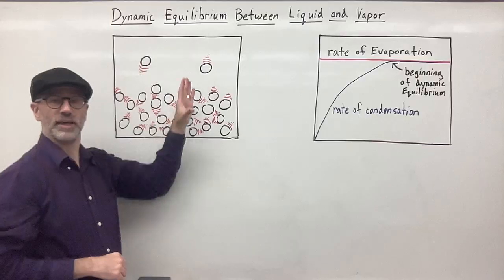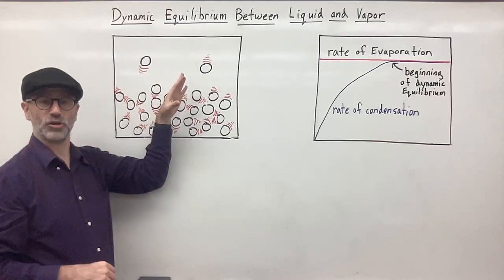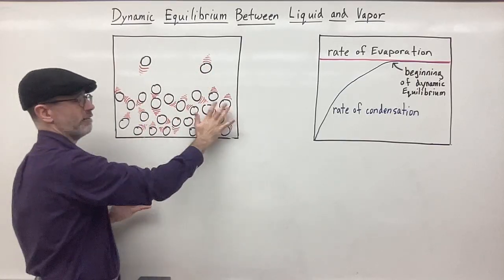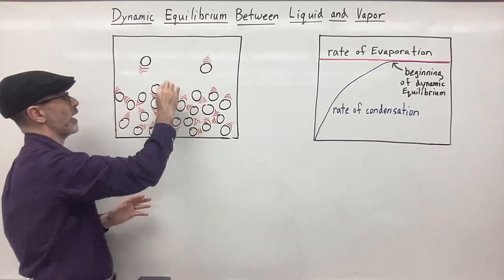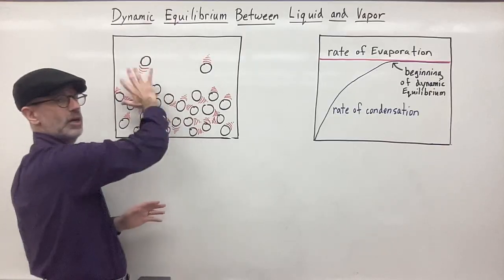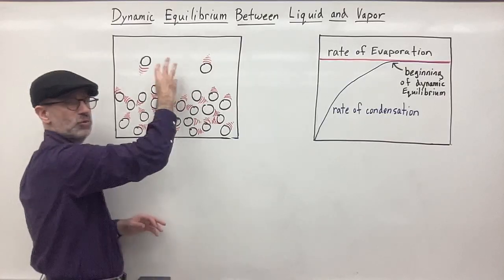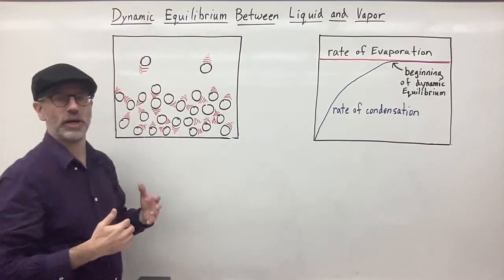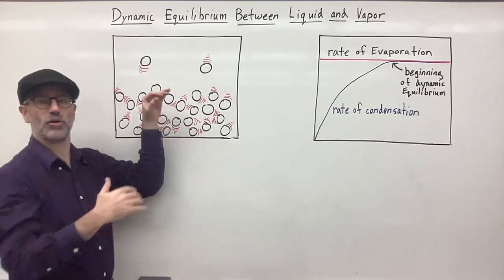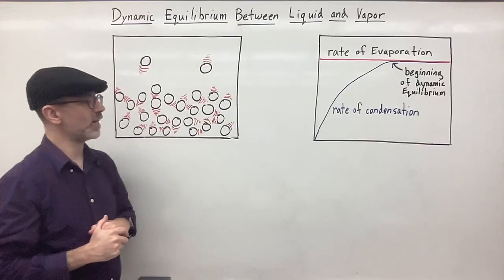So in the beginning, you have 0 condensation, the rate is 0, but as soon as you start getting particles, the rate goes up, and you'll get more and more particles, because the rate of evaporation is going to be higher than the rate of condensation, because you have more particles at the surface than you do up in the vapor phase. But as time goes on, more and more particles will be in the vapor phase, therefore increasing the collisions with the surface, increasing the number of particles absorbed back into the liquid, and therefore increasing the rate of condensation.